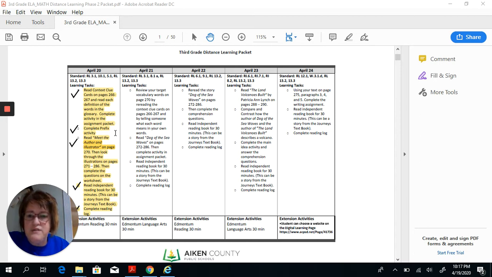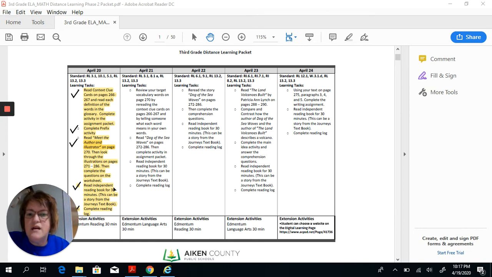Then you are to complete the prefix activity. After that, read Meet the Author and Illustrator on page 270. Then look through the illustrations on pages 271 through 286 of the story, Dog of the Sea Waves. Then complete the questions on the worksheet.